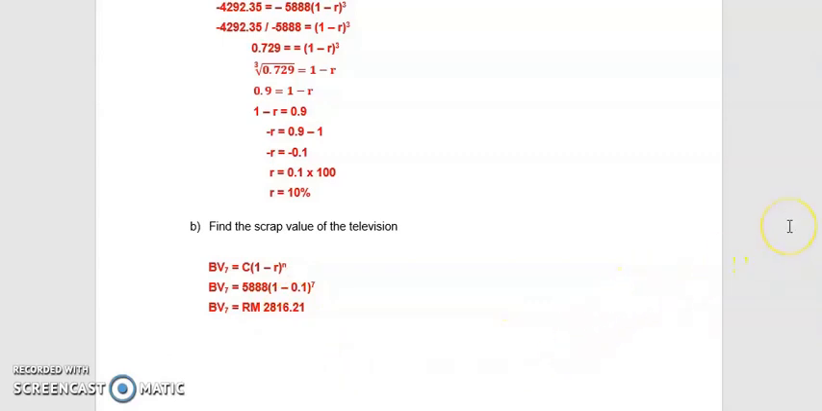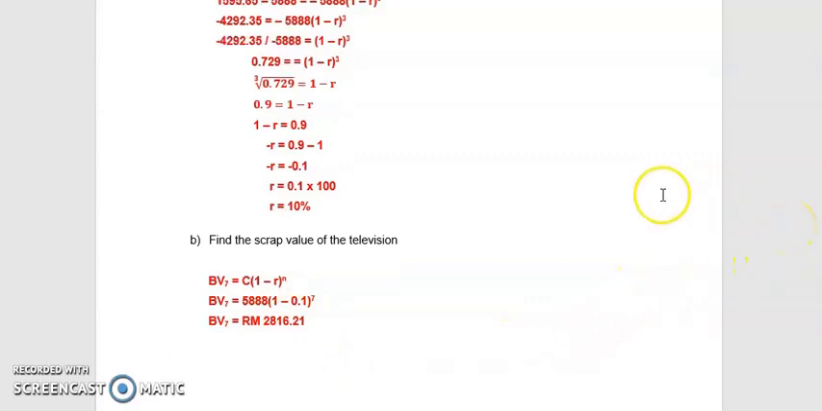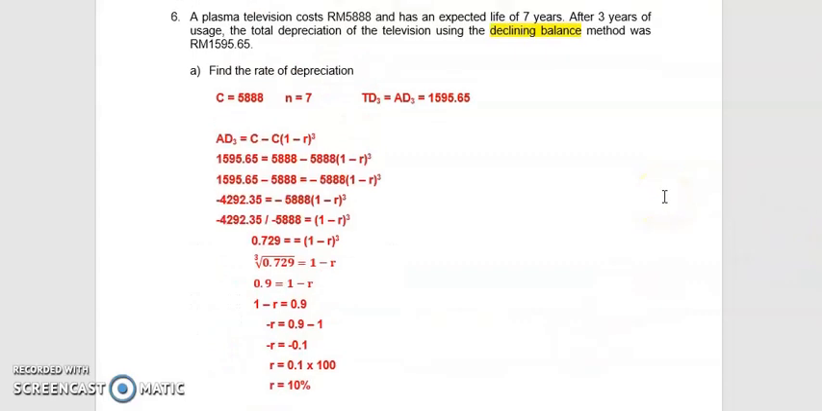Okay, that's how we calculate depreciation using straight line method and declining balance method. The rest of the tutorial, you do it on your own. I already give you the final answer on your books. So any question, just ask me later.